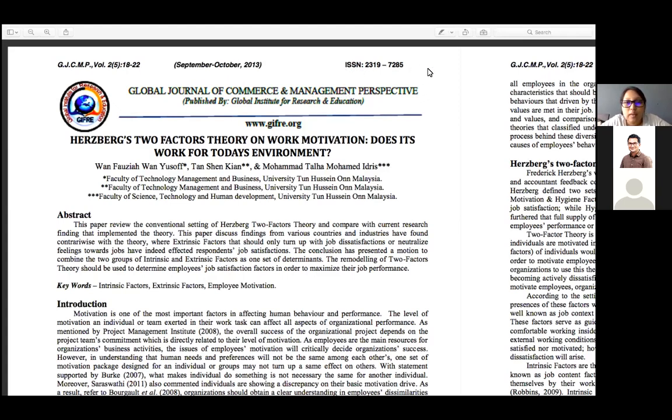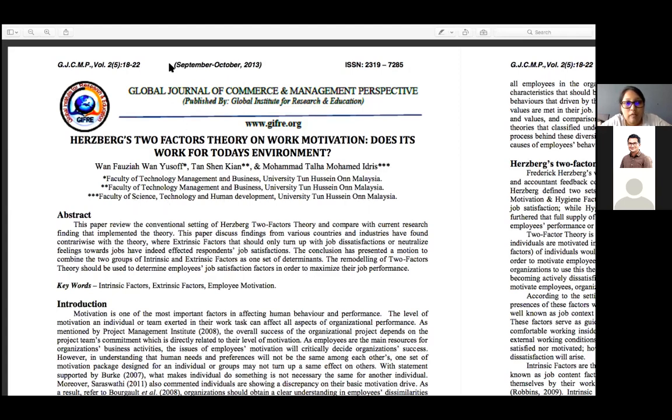So this is the issue number, this is the publication date, this is the volume, volume 2 of the journal, and the pages, right? And this is the title of the article. These are the people who wrote the article. This guy is from this place, this guy is from this place, this guy is from this place, right?